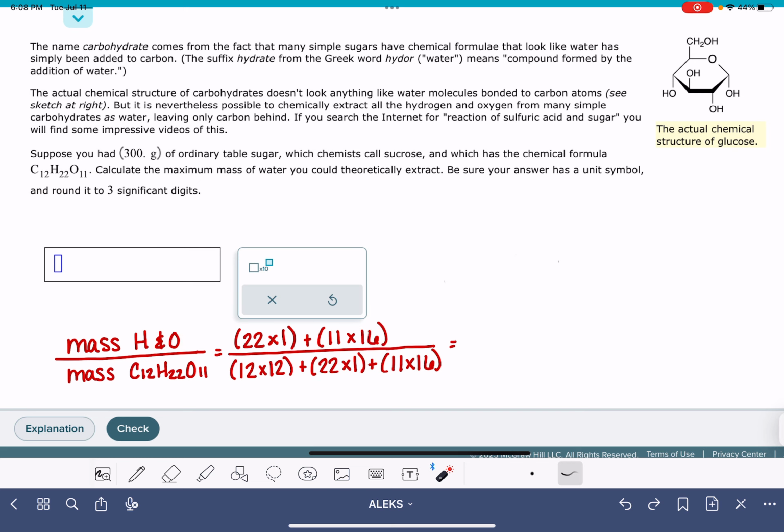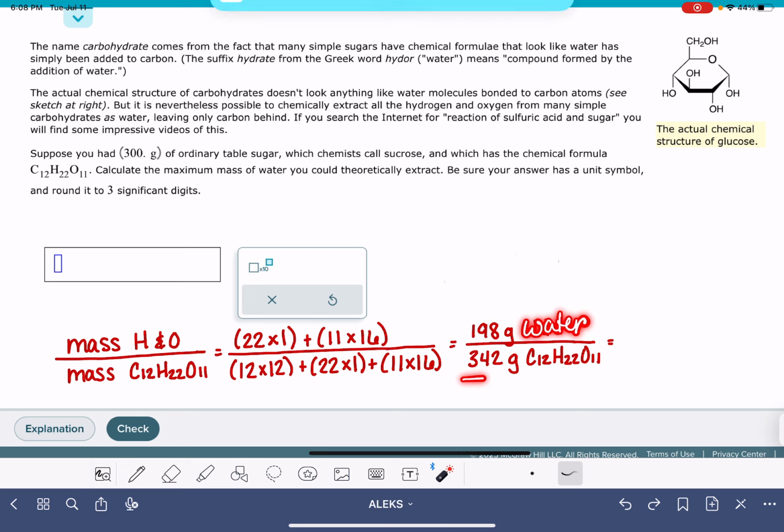For the mass of the hydrogen, we have 22 hydrogen atoms. They each have an atomic weight of 1. We have 11 oxygen atoms. They each have an atomic weight of 16. And then down here, here's our total mass of the compound. We have 12 carbon atoms. They each have a mass of 12. There's the 22 hydrogens. There's the 11 oxygens. This is our relative mass of hydrogen and oxygen, aka our relative mass of water per mass of this molecule.